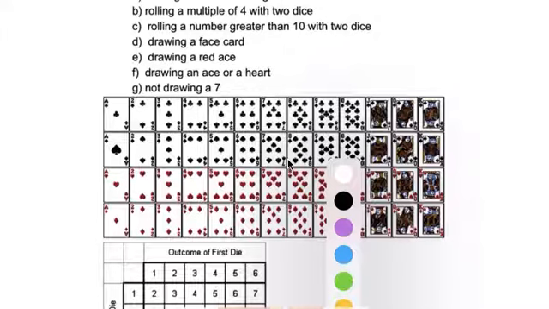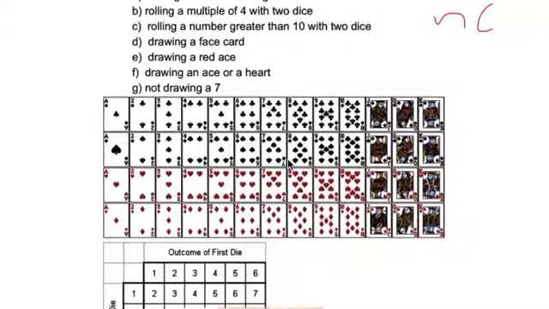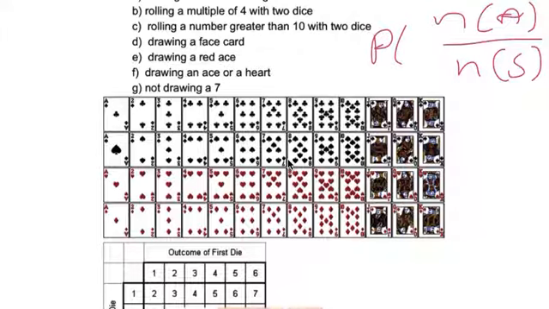Okay, so when we're looking at this, we're looking at the number of ways A, or whatever we're looking at, happens over the total number of outcomes, okay? And that's your probability of an event happening. So the probability of A happening is NA over NS. So how many ways can you get what you're looking for divided by the total number of outcomes?